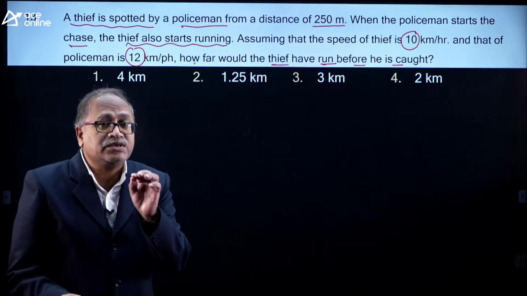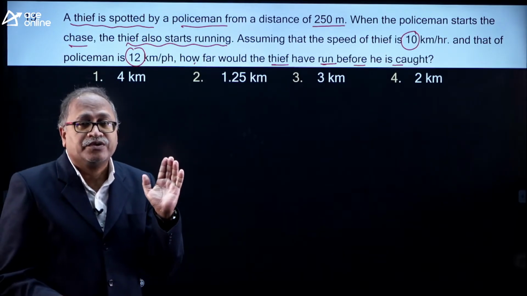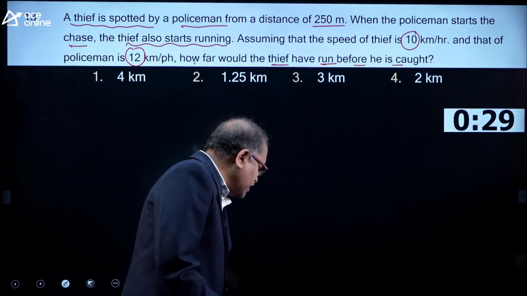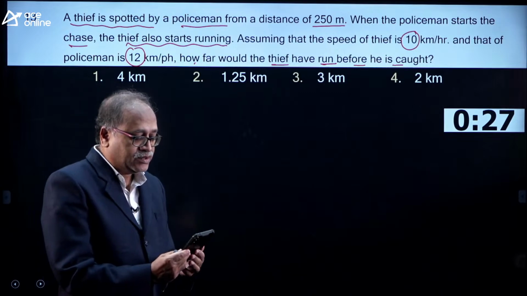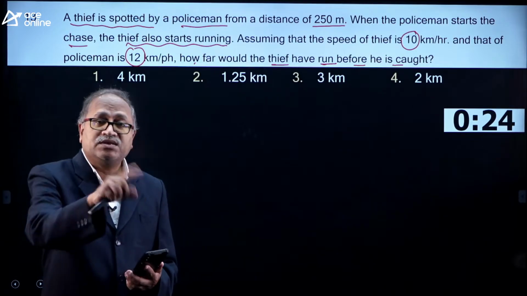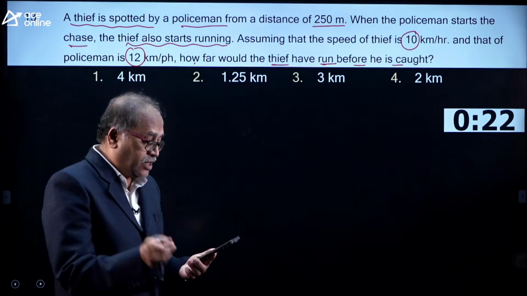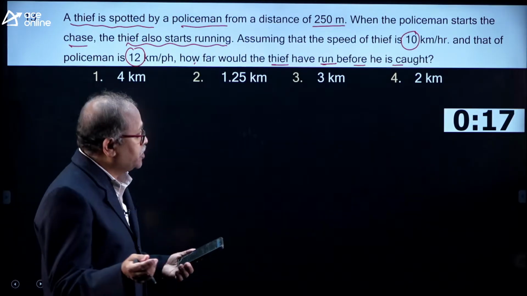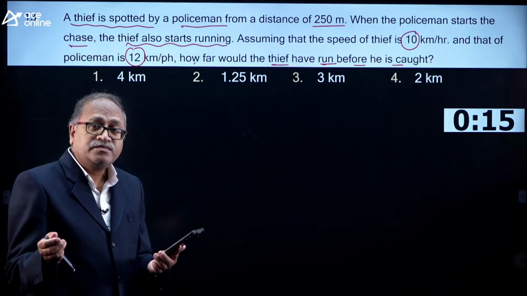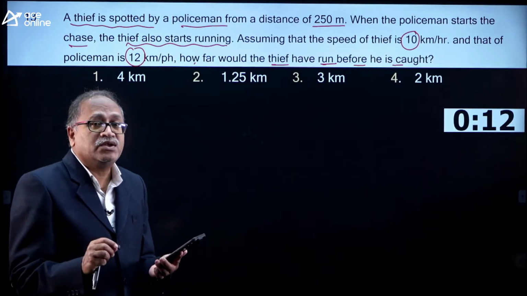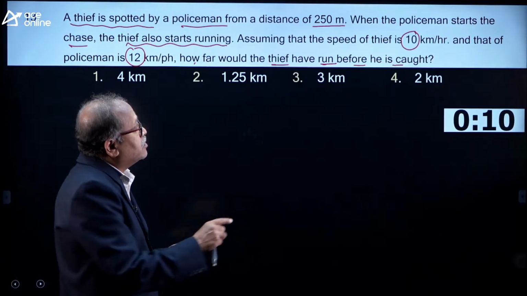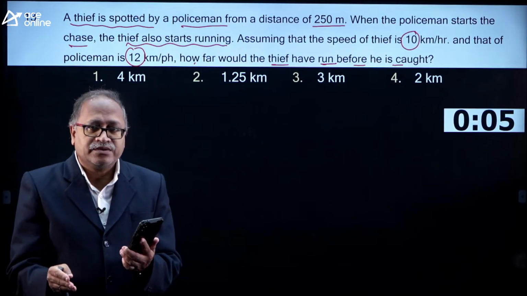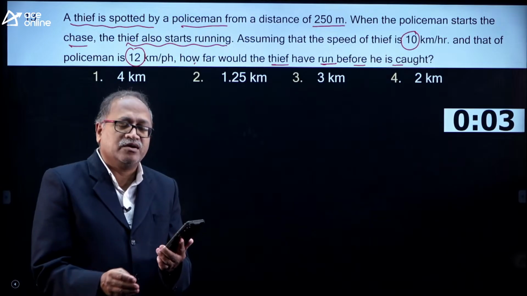Here also I will give the simplest possible method. Try this, your 30 seconds, I will not take a single second from here. Whatever method you use, you will find the change method. The police covers 250 meters more, and only then he catches the thief. Very common question, whether it is banking, SSC, or RRB.